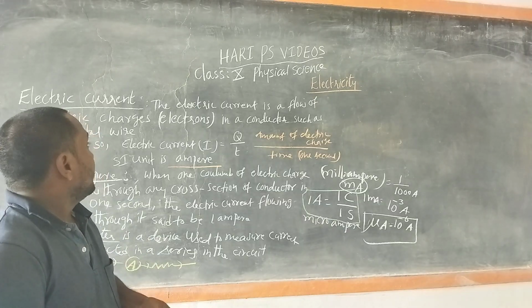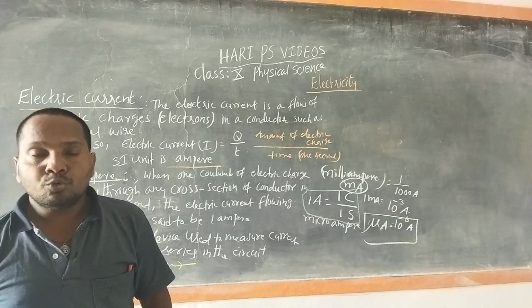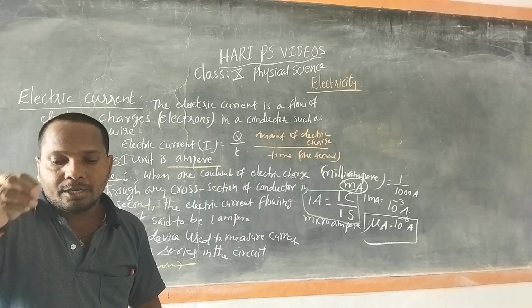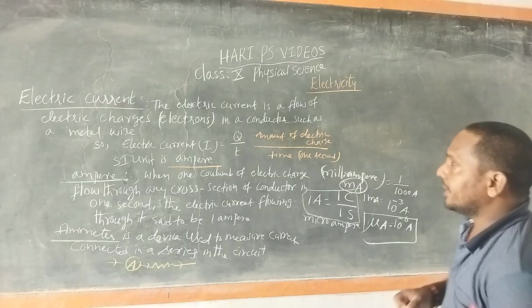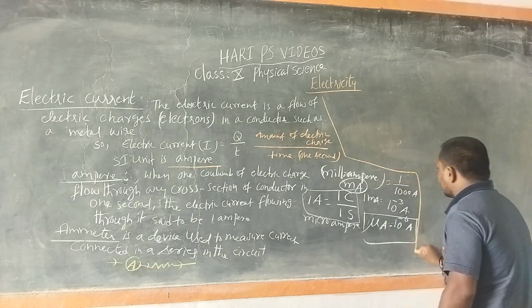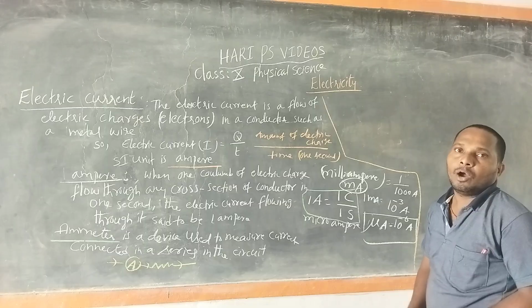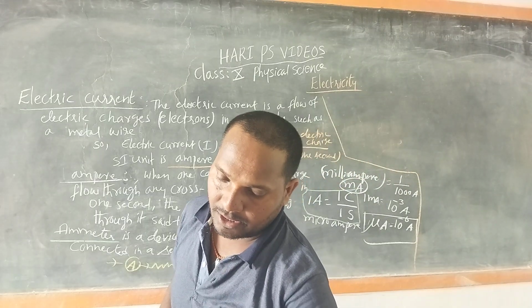So this is about what is meant by the electric current. How do we get a continuous flow of electric current?